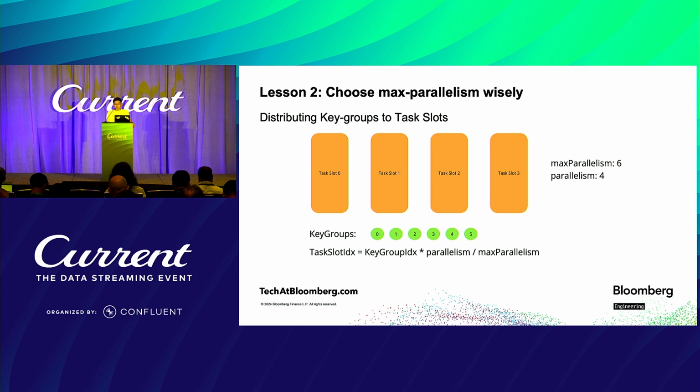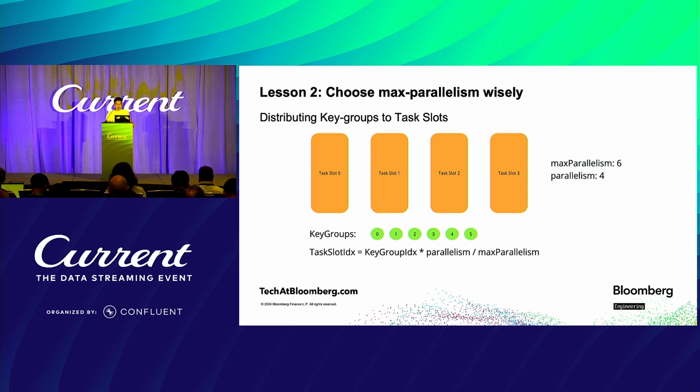And we also know that the configured parallelism determines the number of task slots we have. So here we will have 4 task slots with index 0 to 3. Also from the previous slide, we know that key groups are assigned to task slots by applying this function at the bottom of the slide, where the task slot index for your key group is calculated as the key group index times the configured parallelism divided by the configured max parallelism.